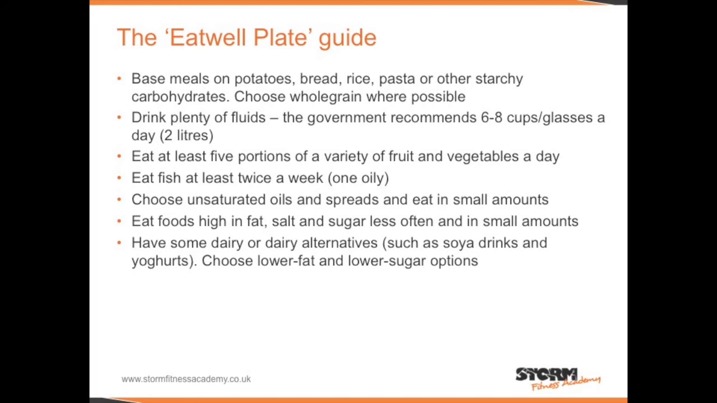Base meals on potatoes, bread, rice, pasta, or other starchy carbohydrates, choosing whole grain where possible. Drink plenty of fluids, 6 to 8 cups or glasses a day, or 2 litres. Eat at least 5 portions of fruit and vegetables a day. Eat fish at least twice a week, 1 oily. Choose unsaturated oils and spreads and eat in small amounts. Eat foods that are high in fat, salt and sugar less often and in small amounts. Have some dairy or dairy alternatives such as soy drinks and yogurts. Choose lower fat and lower sugar options.